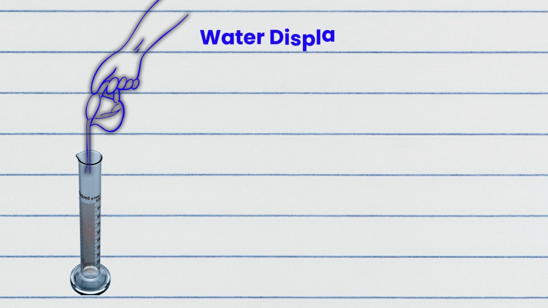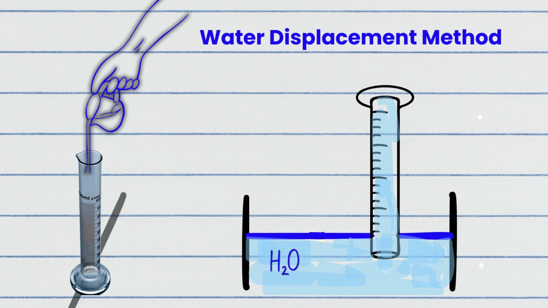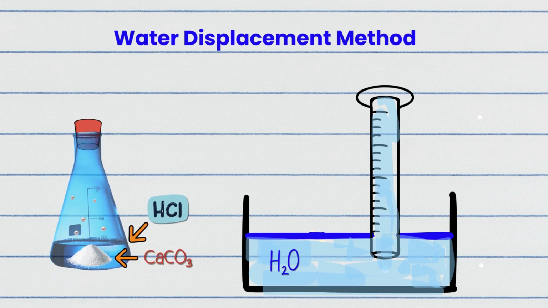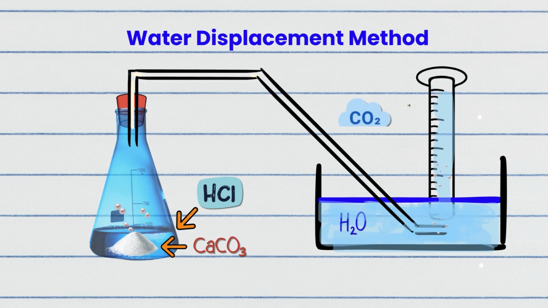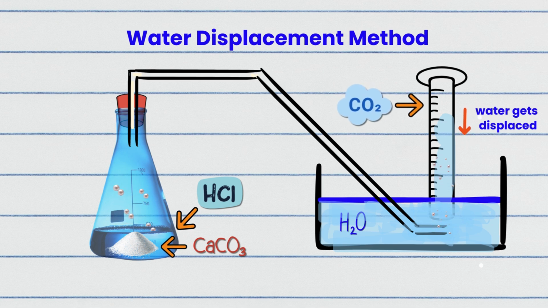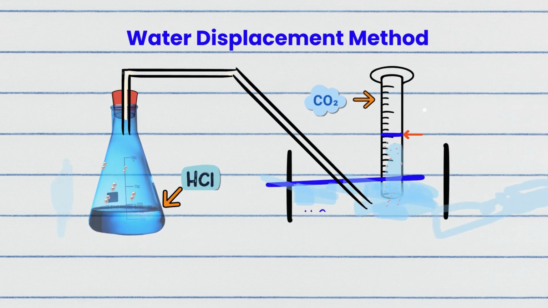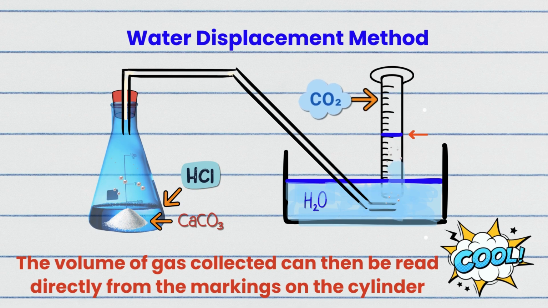Here's how it works. Fill a graduated cylinder with water and invert it in a water bath. The reaction between the hydrochloric acid and calcium carbonate takes place in a flask connected to the graduated cylinder by a delivery tube. As CO2 is produced, it travels through the tube and displaces the water in the graduated cylinder. The volume of gas collected can then be read directly from the markings on the cylinder.